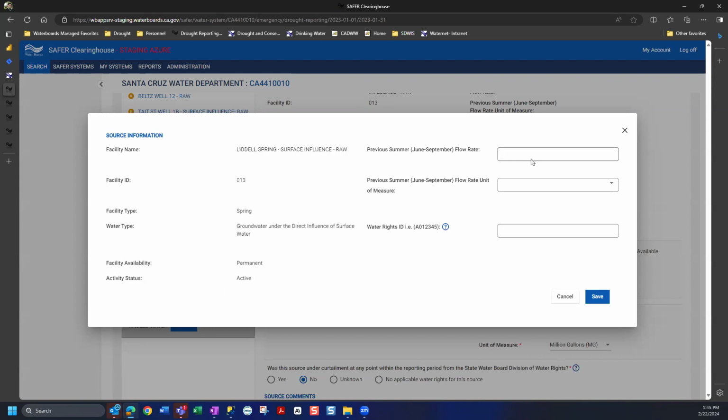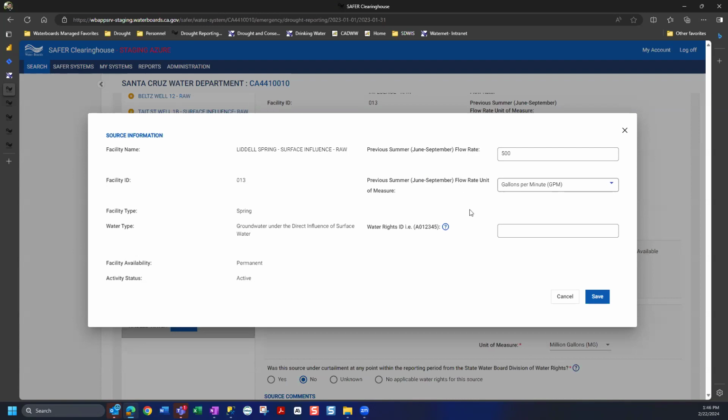For springs, we have three very basic questions. We ask what the previous summer flow rate was. So you can enter a flow rate here. The second question we ask is the June to September, right? Previous summer flow rate units of measure. The reason why we ask for previous summers, we're looking for a seasonal minimum. We're understanding that between June and September, we need the seasonal minimum flow rate to figure out what's the least that this source really does produce on a regular basis.